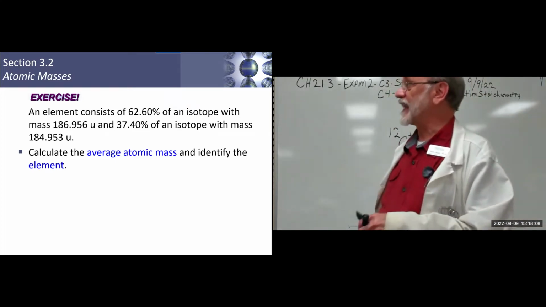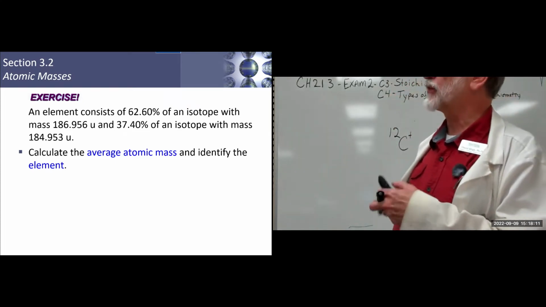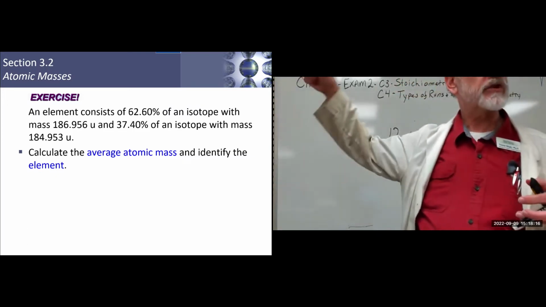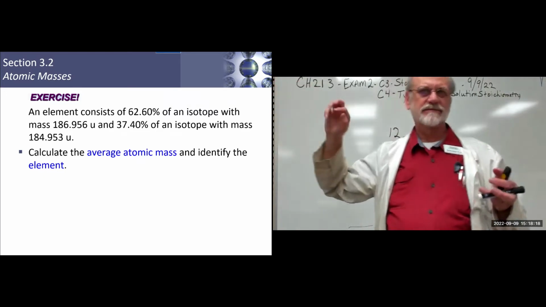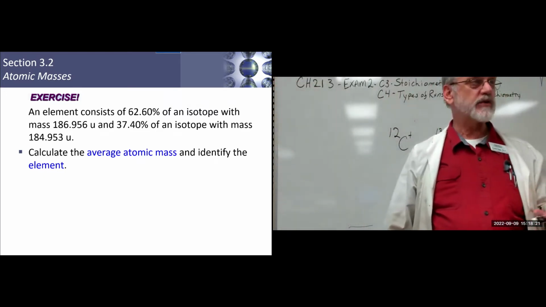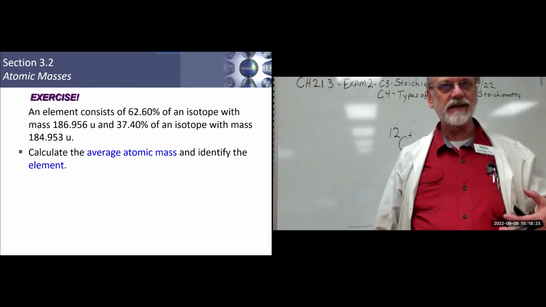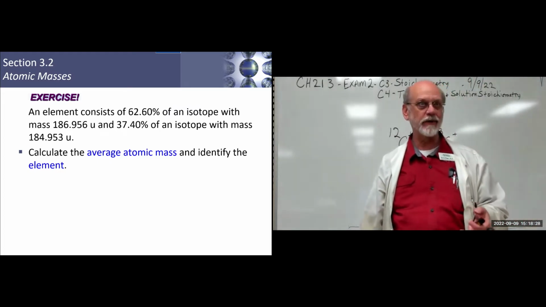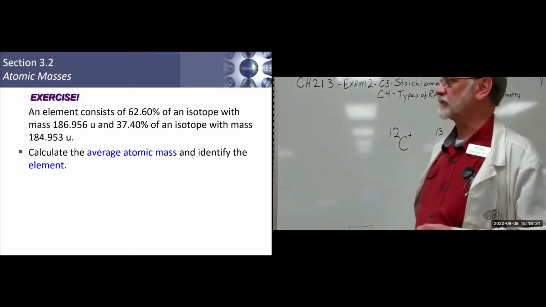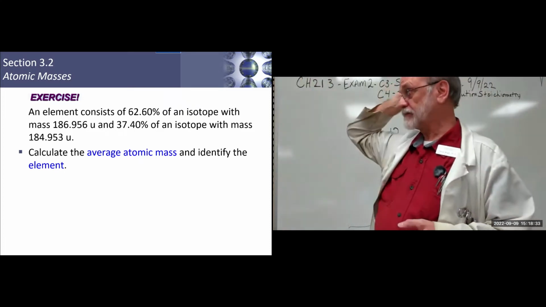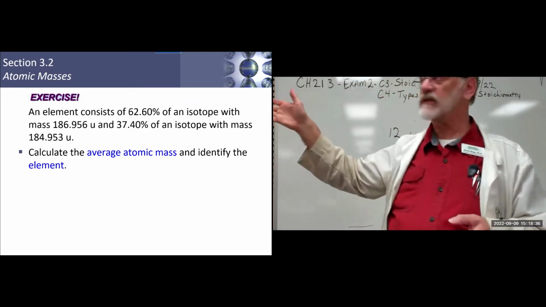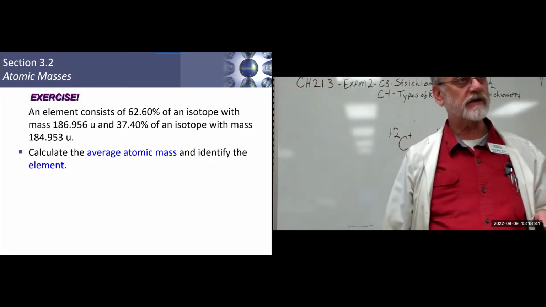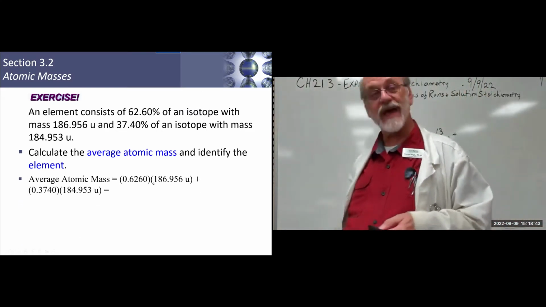So let's take this element that has 62.6% of an isotope that weighs 186.956 atomic mass units. Notice they use just a U. I think I should change it in the slide. I use AMU because it's less likely to be mistaken for something else, right? Little u, you might think it's uranium. And the other isotope at about half the abundance is 184.953 atomic mass units. So what's the average atomic mass for that?